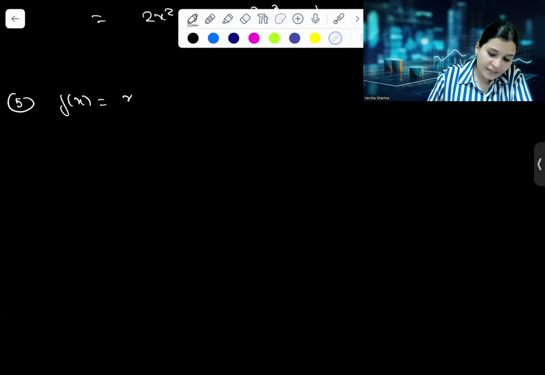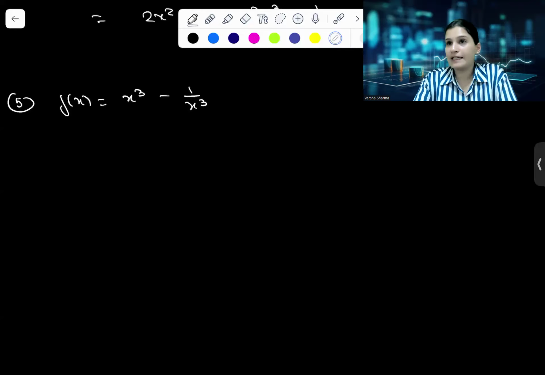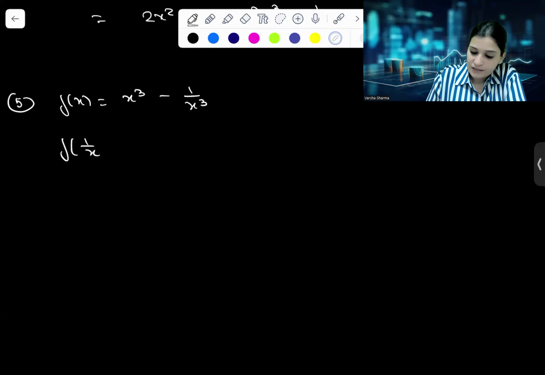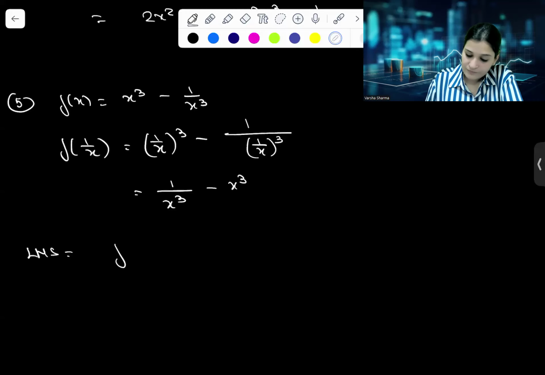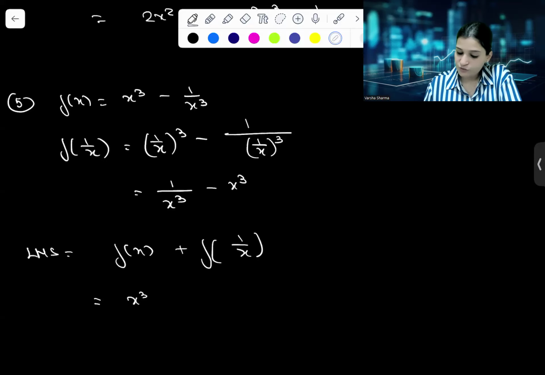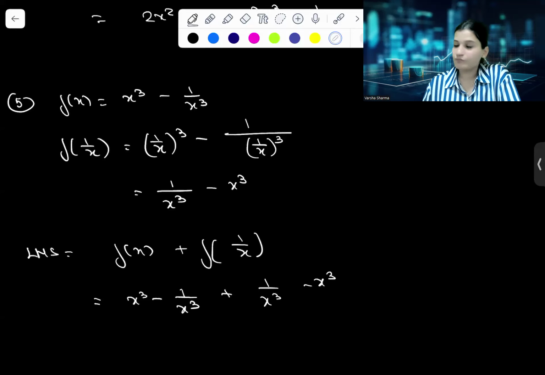f of x is x cube minus 1 by x cube. To prove f of x plus f of 1 by x, let us first find f of 1 by x. So instead of every x, let us put 1 by x. So this would be 1 by x cube minus x cube. LHS: f of x plus f of 1 by x. So x cube minus 1 by x cube, plus 1 by x cube minus x cube. All the terms cancel out each other. Answer is 0, which is RHS.